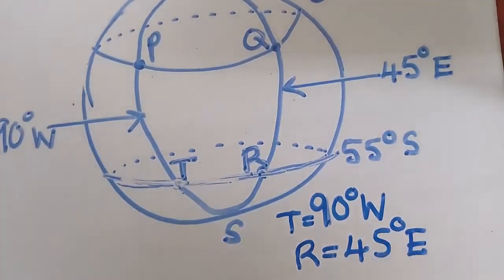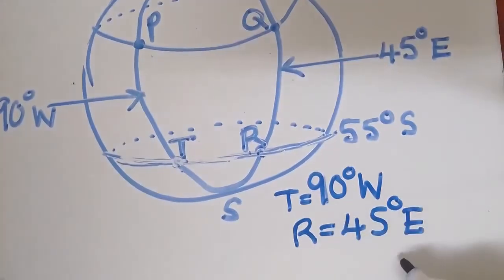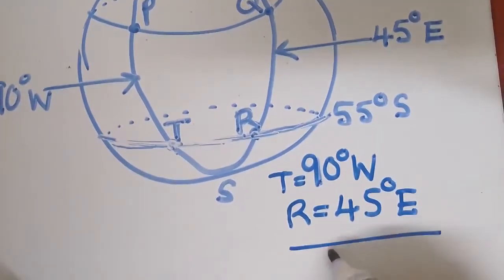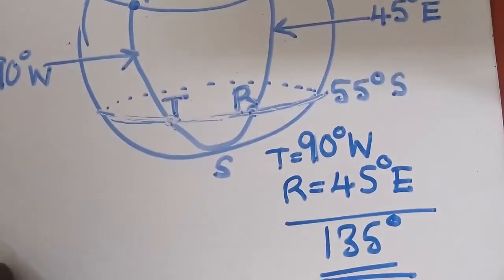Then you are told to find the difference between these two. To find the difference, when they are in different directions, you add. So if you add these two, what is the answer? The answer is 135 degrees. This is the answer that I expected of you.